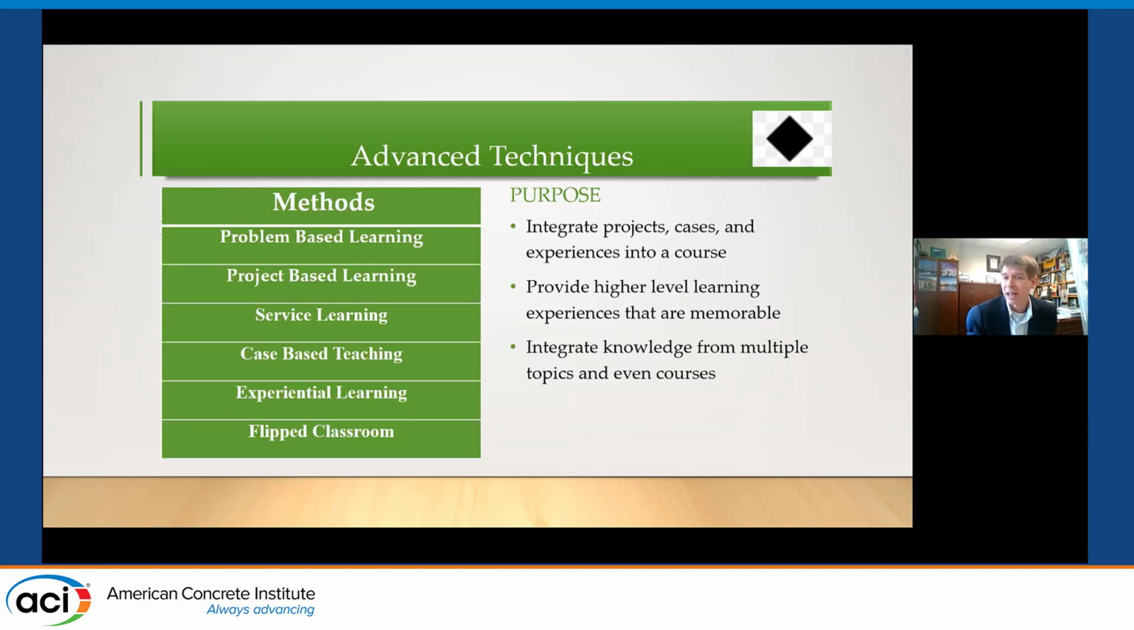And of course, the last one, flipped classroom, is going to require you to completely transform the layout of your classroom. I tried this for the first time this last year in one of my classes, and it's a really neat technique. It works well in some situations, but it was a whole lot of work.